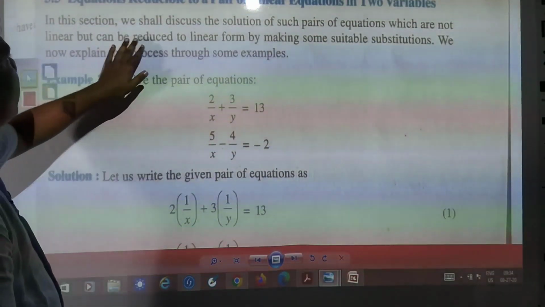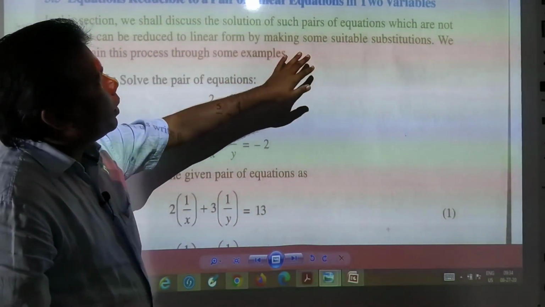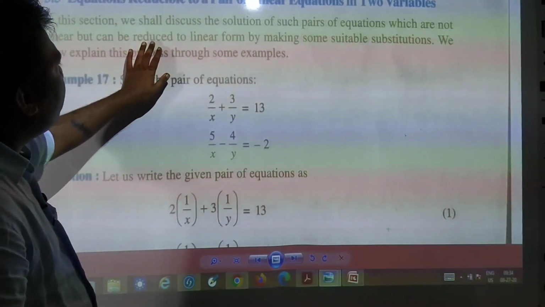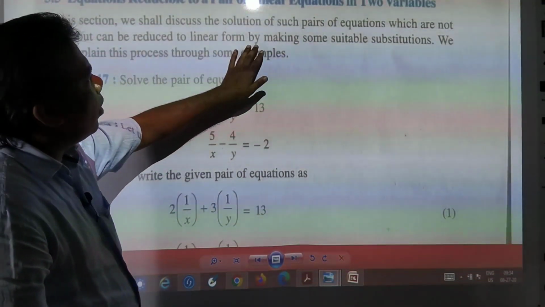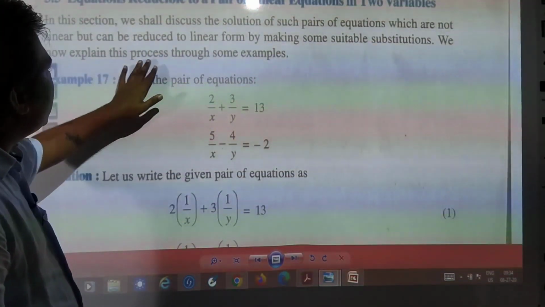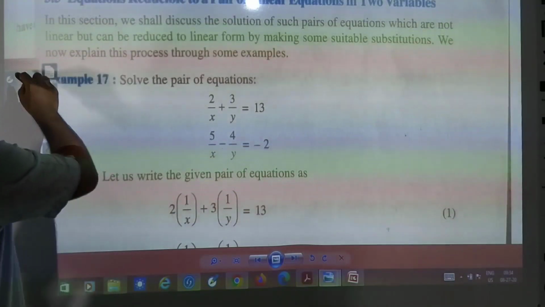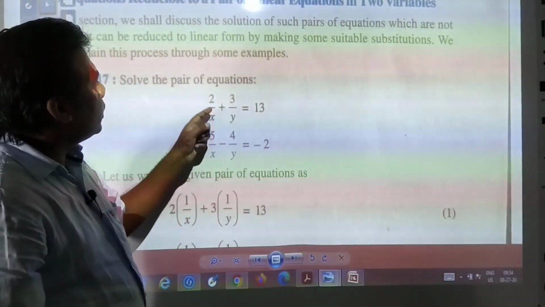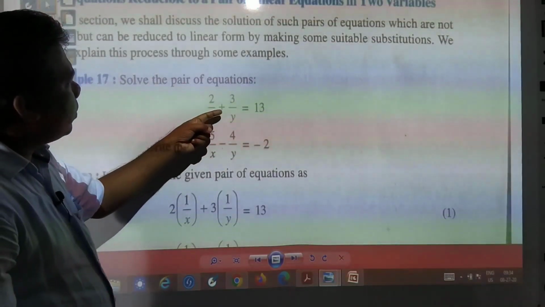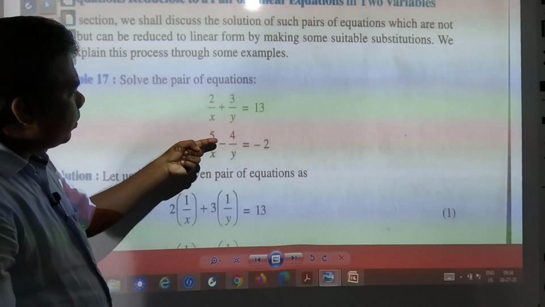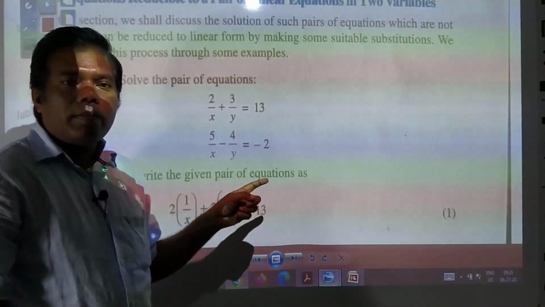In this section we shall discuss the solution of such pairs of equations which are not linear but can be reduced to linear form by making some suitable substitutions. We now explain this process through some examples. First example has been given. Solve the pair of equations: 2 by x plus 3 by y is equal to 13 and 5 by x minus 4 by y is equal to minus 2.